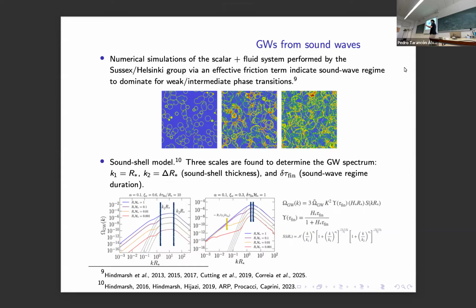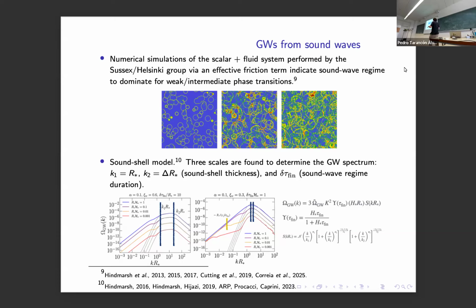And then you also need to resolve the scales of the wall, which is of the order of the mass of the scalar field. So this is a huge separation of scales, and it is very challenging. Initially, this was mostly done only for weak to intermediate phase transitions, so for small values of this alpha parameter. What was mostly found in these simulations is that once you have collision of these bubbles and you check the fluid perturbations coming from this, you're mostly finding a superposition of sound waves. And sound waves, of course, are the solution that we expect in the linear regime of fluid perturbations. Based on this idea, Mark Hindmarsh and collaborators developed what is known as the sound shell model, a semi-analytical model to prescribe the gravitational wave background coming from these sound waves.